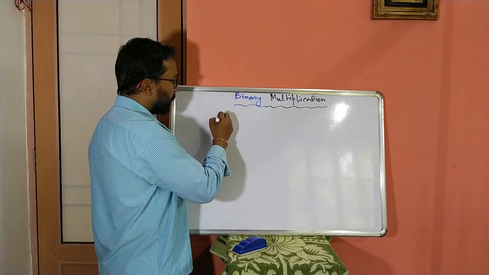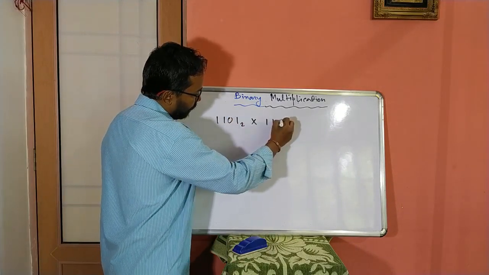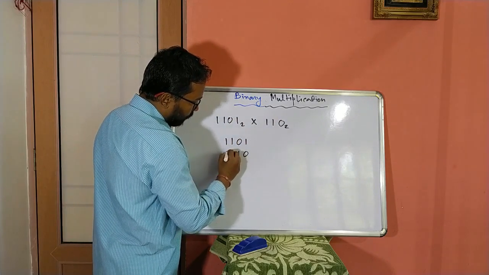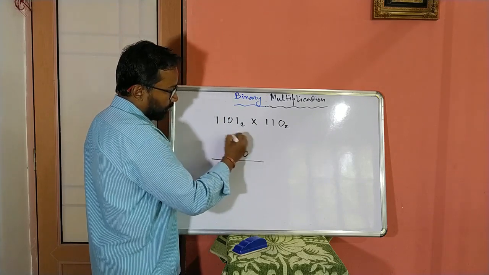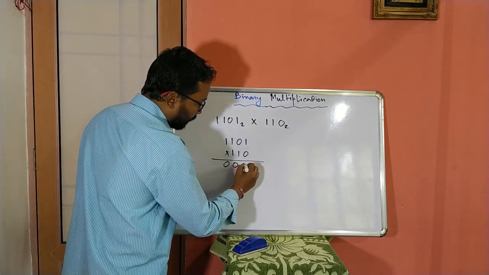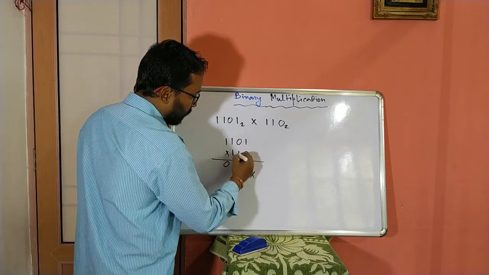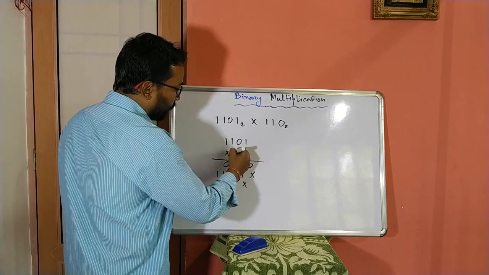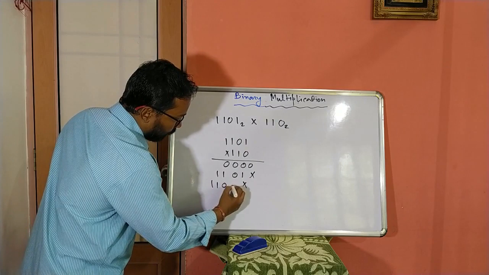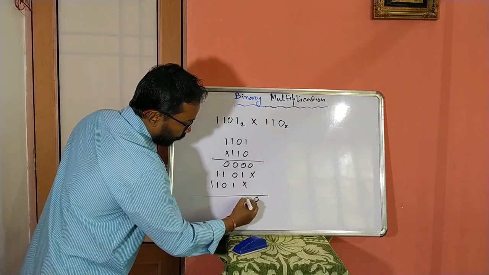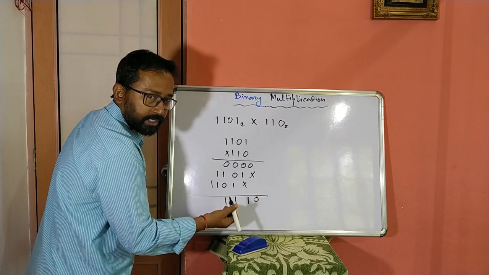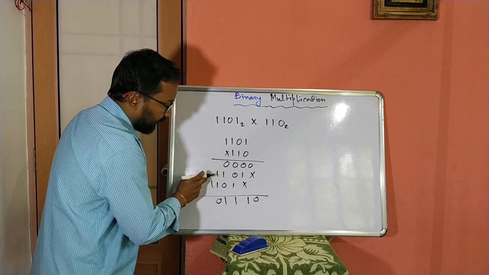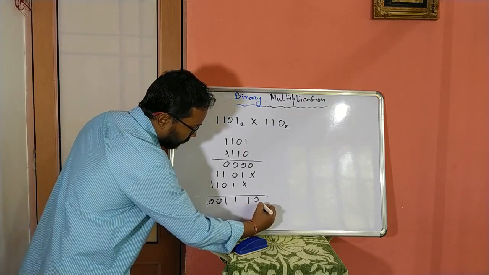Let's start with one example. So 1 1 0 1 into 1 1 0. First we will multiply this number with 0, so 4 zeros are coming. Then with this 1 1 0 1, very simple, only to multiply with 1. Then again with this 1, this will be multiplied, so 1 1 0 1. Then they are summed, here 0, here 1, here 1, here 1. Binary addition we know, 1 plus 1 is 1 0, so 0 will come here, that 1 will go this side as carry. So that 1 plus this 1 is 1 0.